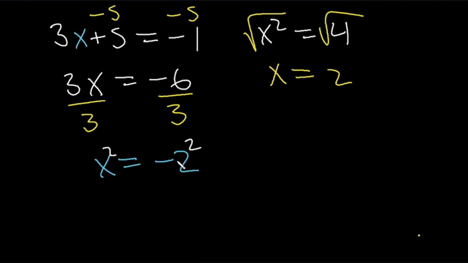But here, x equals negative 2, and here x equals positive 2. That doesn't make sense. So when you take the square root of both sides, you have to remember that it can be the plus or minus square root.